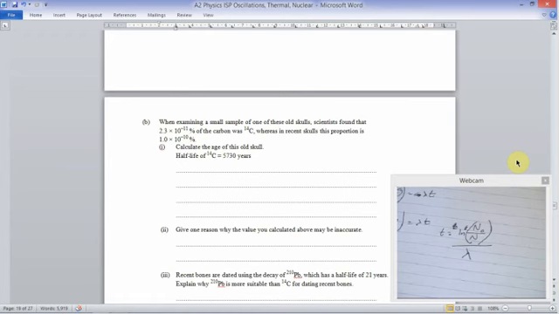Give one reason why the value calculated above may be inaccurate. Well, it's impossible to know the exact proportion or percentage of carbon-14 in the atmosphere when the bones were formed. So we don't know how much carbon-14 there was in the atmosphere when it was formed. It might be different to what it is now.